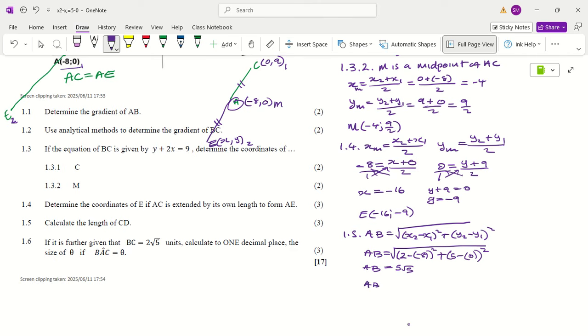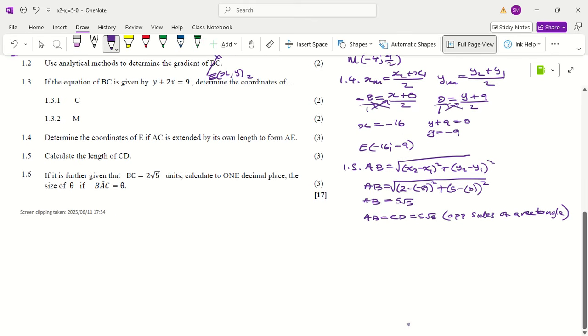And now we know that CD is equal to AB, which is also equal to 5 root 5. The reason why they are equal is because they are opposite sides of a rectangle. Fine. Then the last question, 1.6.